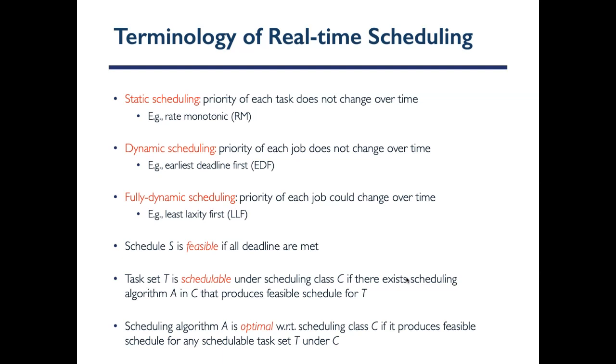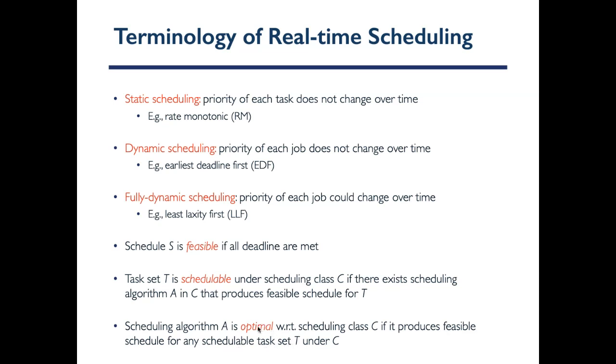And if that doesn't exist, so if I have a task set that no scheduler inside this class can produce a feasible schedule for, then I say, okay, this task set is not schedulable. And if it's not schedulable, then it doesn't come into the definition of optimality. Because in the definition of optimality, we just focus on schedulable task sets.